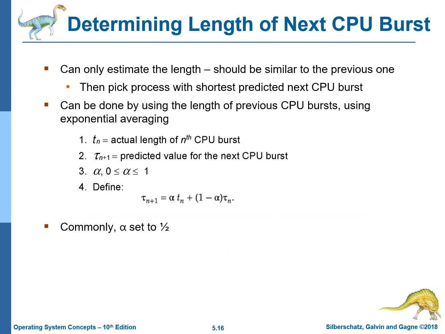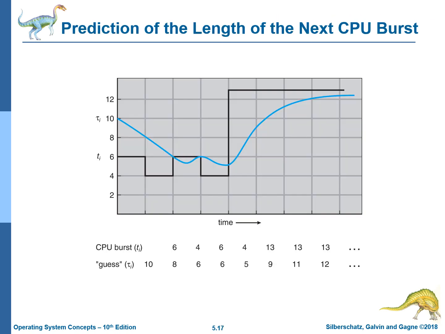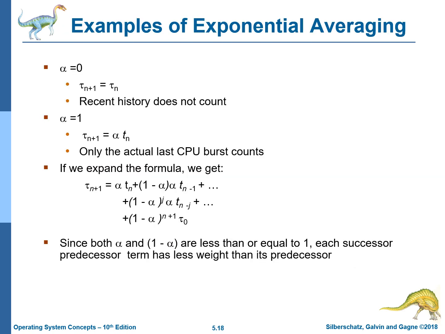So how can we determine the length of the next CPU burst? We can only estimate the length, and it should be similar to the previous one. Then pick the process with the shortest predicted next CPU burst. It can be done by using the length of previous CPU bursts, using exponential averaging. You can see down here below the prediction of the length of the next CPU burst. Examples of exponential averaging.